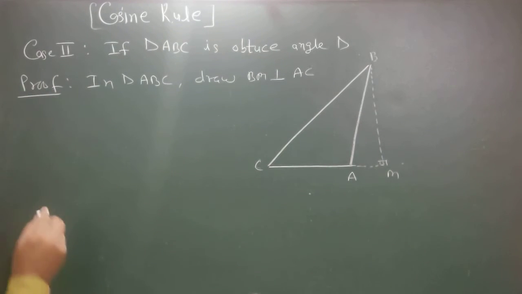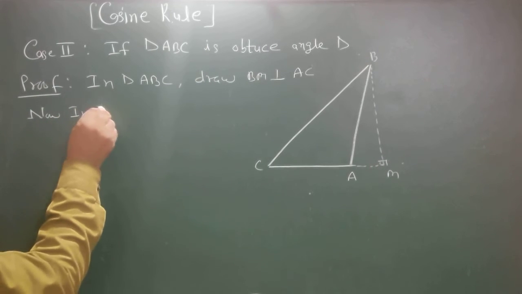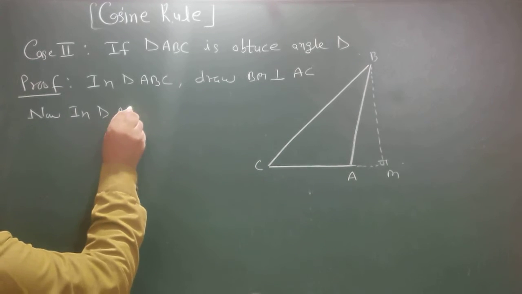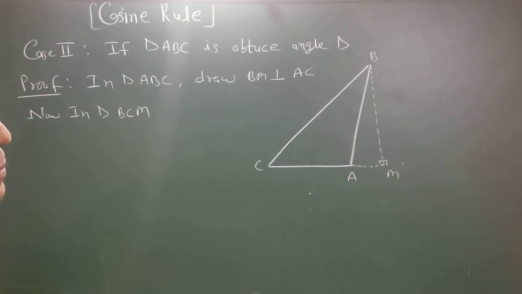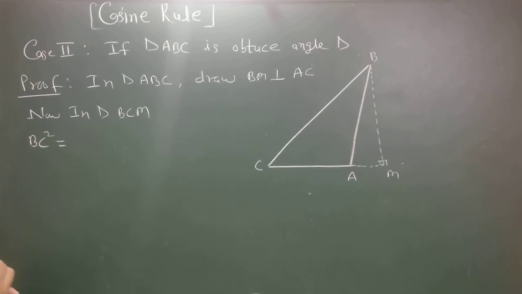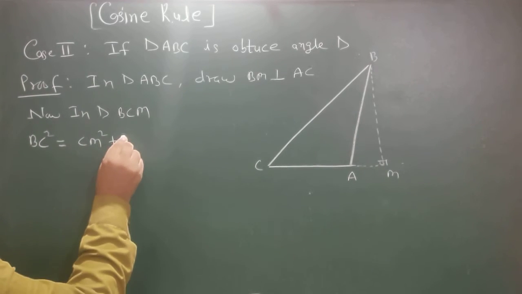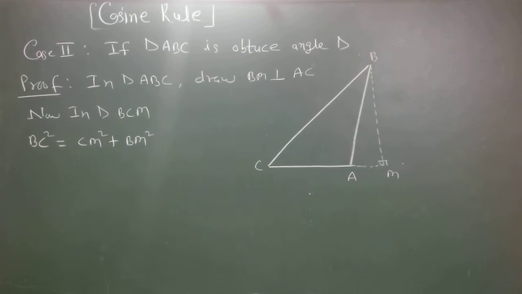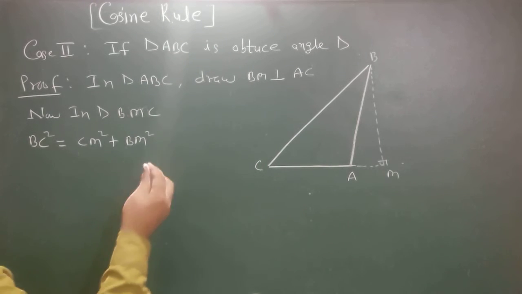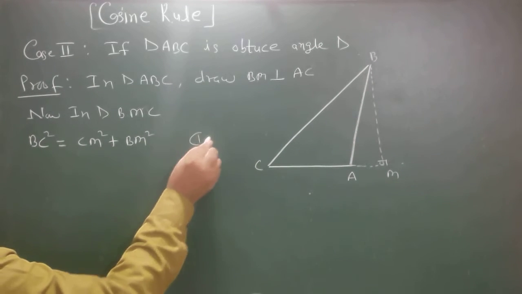Okay, so now in triangle BCM, apply Pythagoras theorem. BC square is equal to CM square plus BM square in triangle BCM, or you can write it BMC also. Okay, BMC. So apply the Pythagoras theorem here. So BC square equal to CM square plus BM square. This is equation number first.